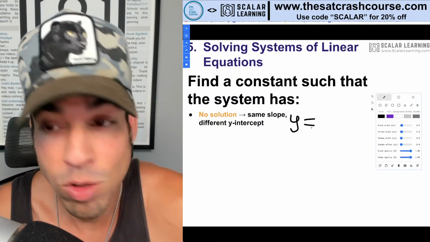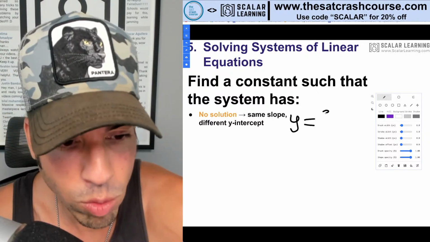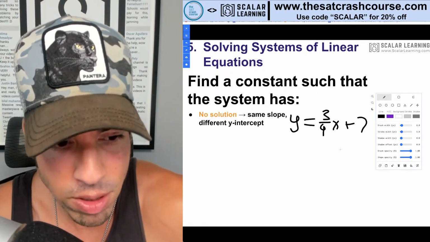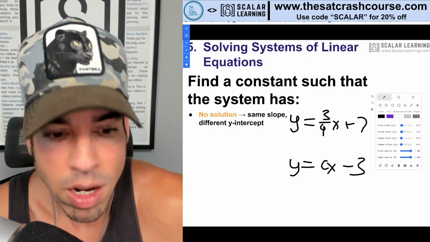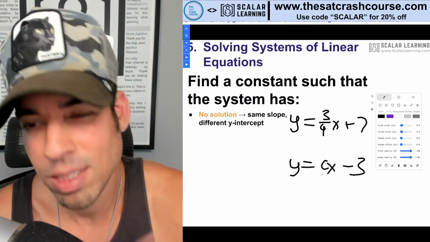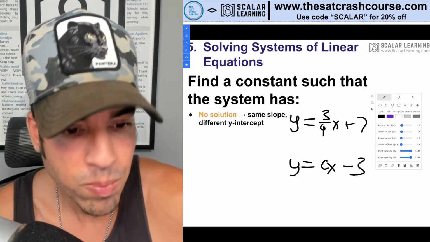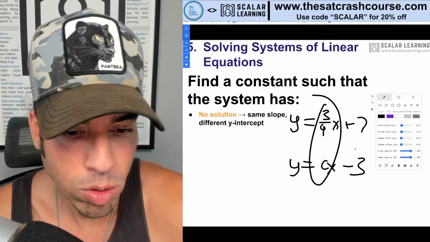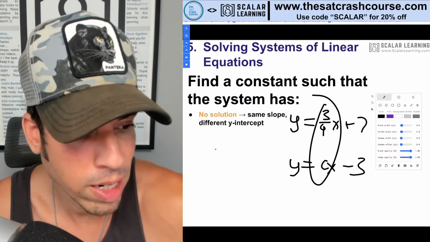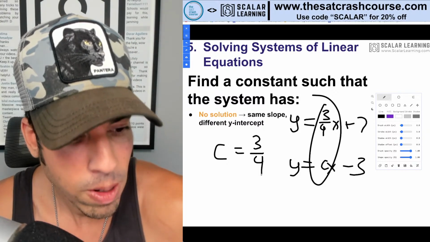Once it's in slope-intercept form, you might say y equals 3/4 x plus 7, and then the second one is y equals cx minus 3. And it'll say, what value of c will give me no solution for this system? This is an easier version. And we're like, all right, we know the y-intercepts are already different. We need the slopes to be identical, so set c equal to 3/4, and that's the answer.